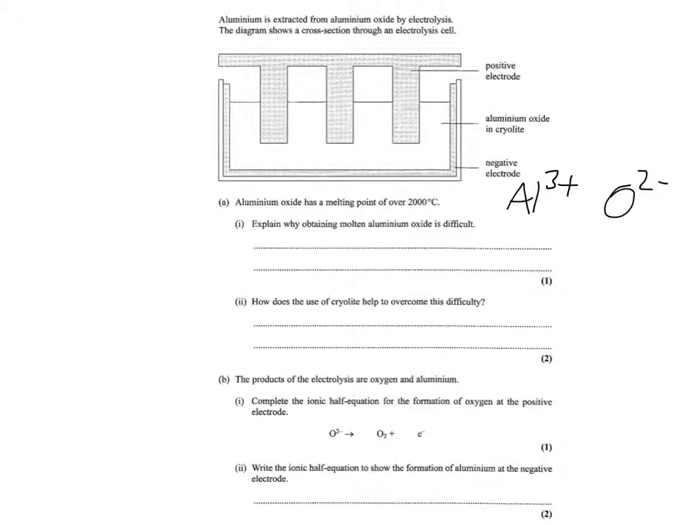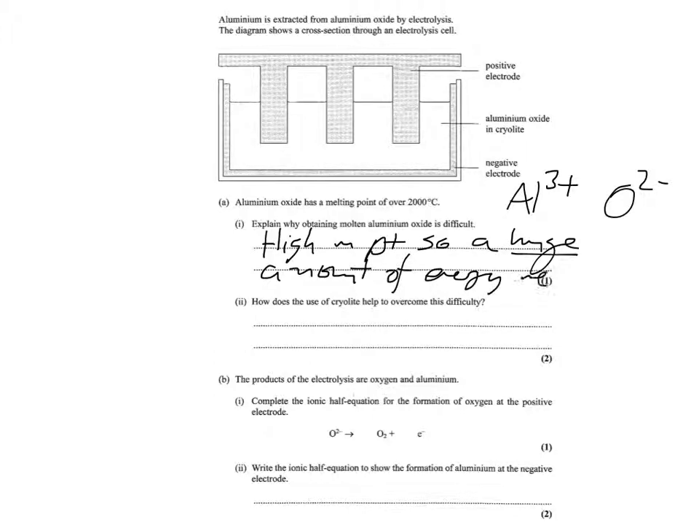So explain why obtaining molten aluminium oxide is difficult, because it's got a high melting point, so a huge, I think I underline it because such a huge amount of energy is needed. And so cryolite is used. Now cryolite needs to be heated to a pretty high temperature, probably around about 1500 degrees Celsius. But at these temperatures cryolite becomes a liquid, and when you put aluminium oxide into it, it dissolves.